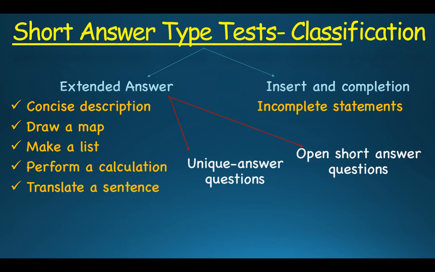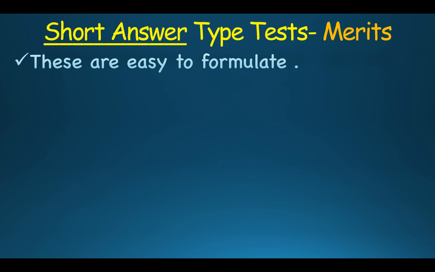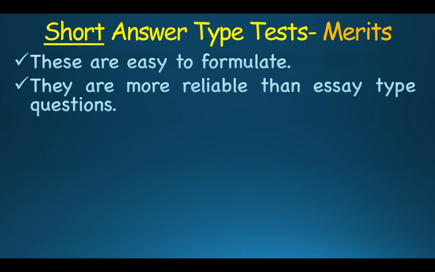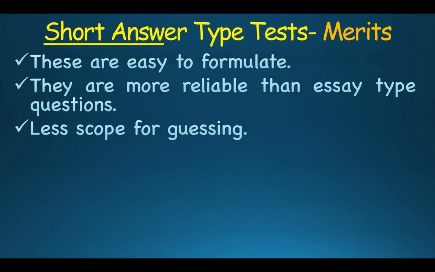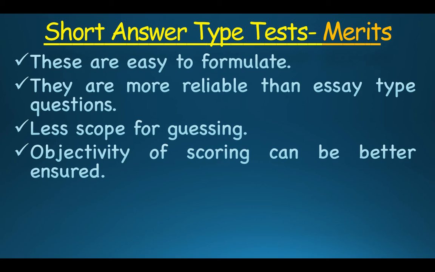Everything has merits and demerits. As far as short answer type questions are concerned, let us discuss the merits first. They are easy to formulate as they measure simple learning outcomes, and they are more reliable than essay type questions. There is less scope for guessing on the part of the student, who cannot guess the answer as in essay type questions, and the student can recall simple memorized facts and figures. The objectivity of scoring can be better ensured in short answer type questions than in essay type questions.